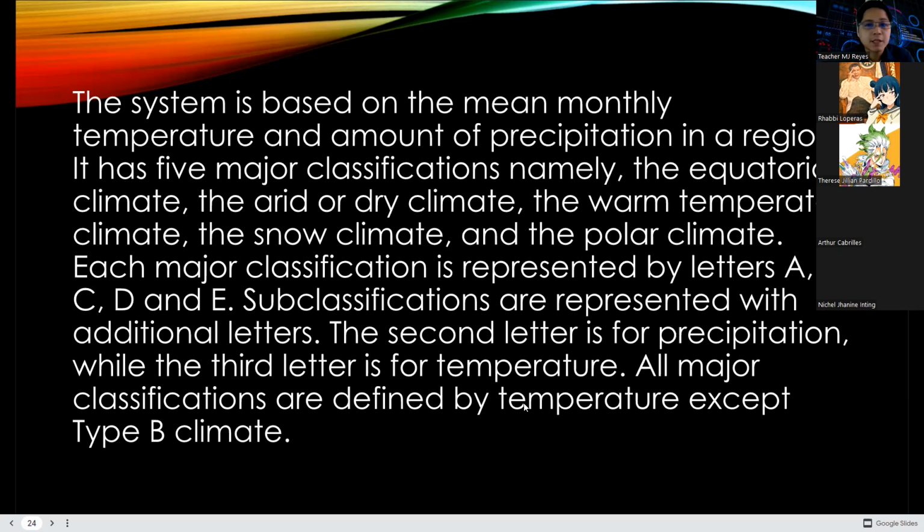It has five classifications, namely the equatorial climate, the arid or dry climate, the warm temperate climate, the snow climate, because this is based on plants and on what he actually observed, and the polar climate. Each major classification is represented by A, B, C, D, and E. Subclassifications are represented with additional letters. The second letter is for precipitation, while the third letter is for temperature. All major classifications are defined by temperature, except type B climate.